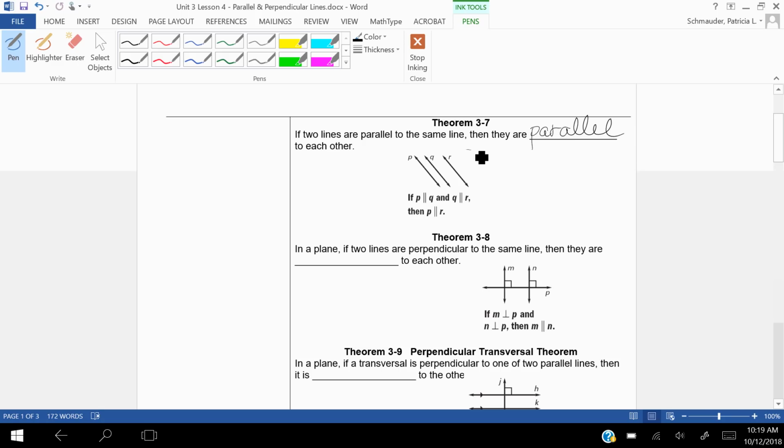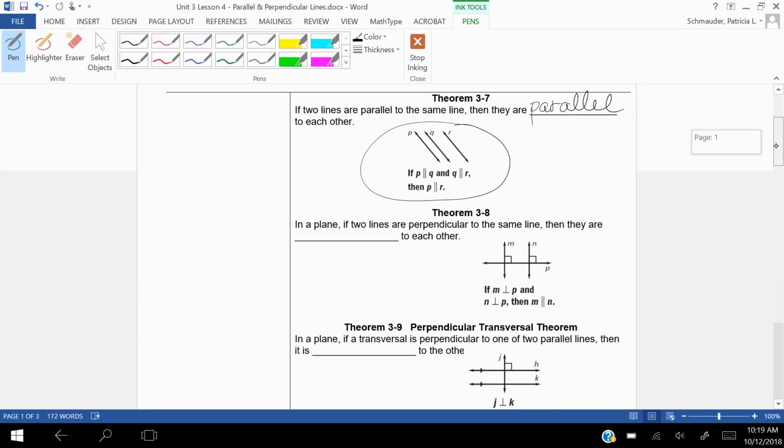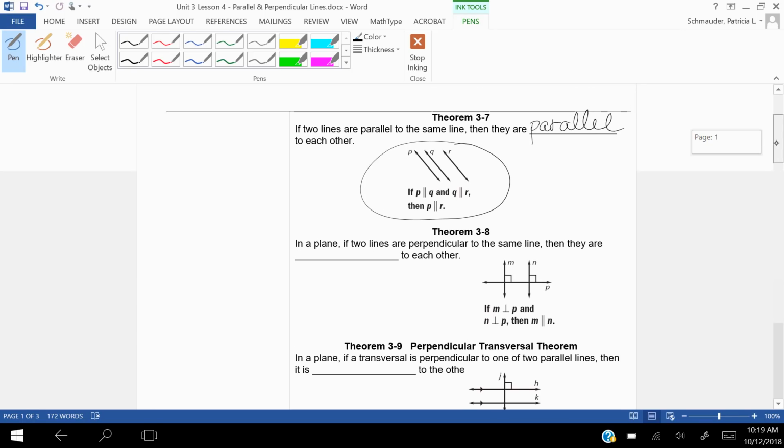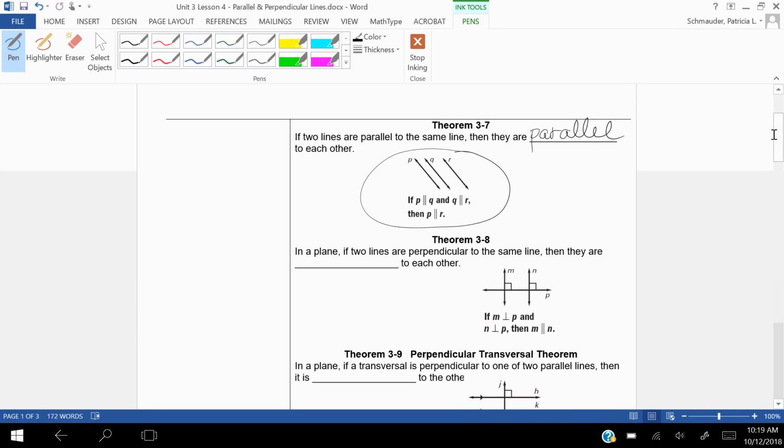So you can see from our diagram here that if P is parallel to Q and Q is parallel to R, then P is parallel to R. Looks kind of like the law of syllogism, but there is no law of syllogism for parallel lines, so you would have to use this theorem. And if you were going to use this theorem in a proof, as a reason, you could just abbreviate it by saying two lines parallel to the same line. You don't have to write that whole thing.